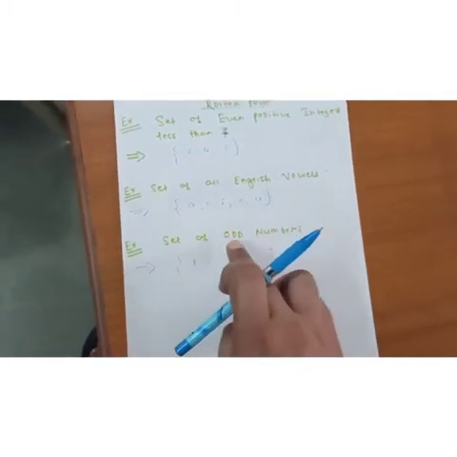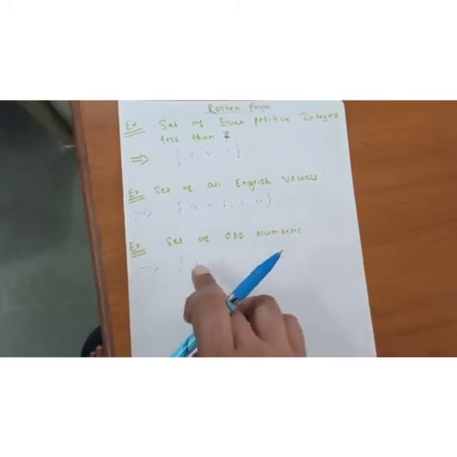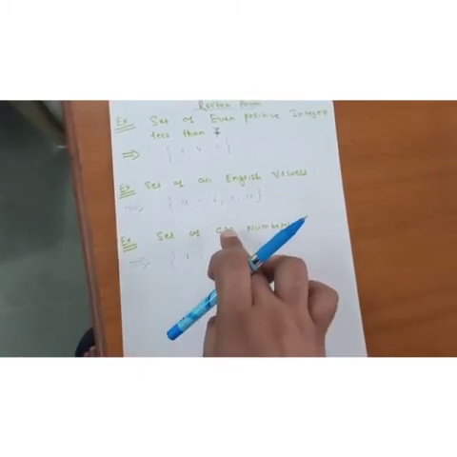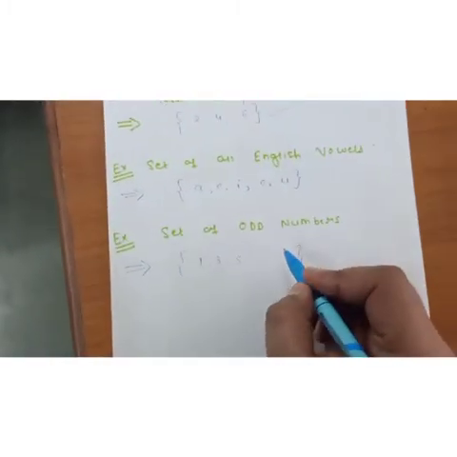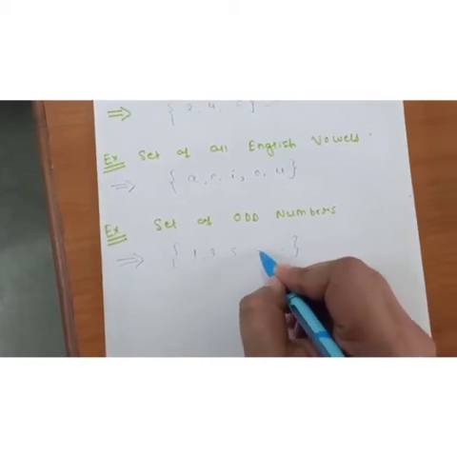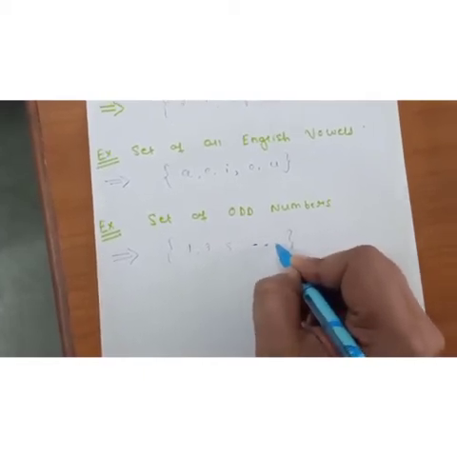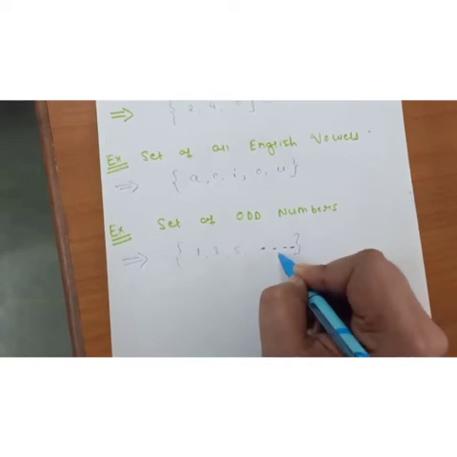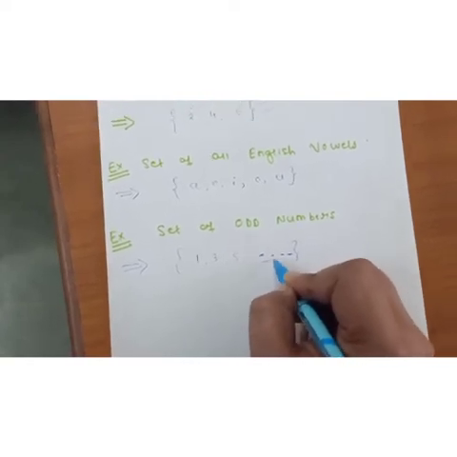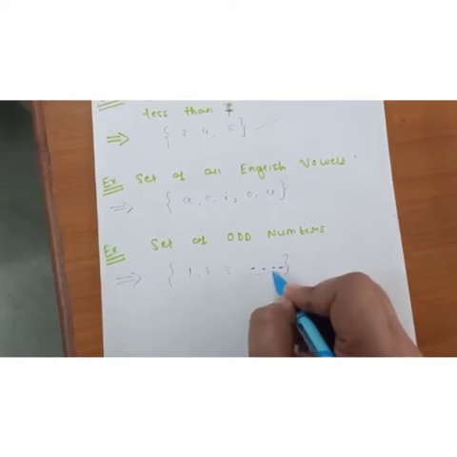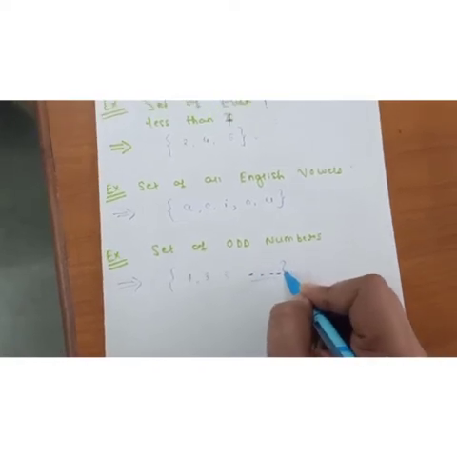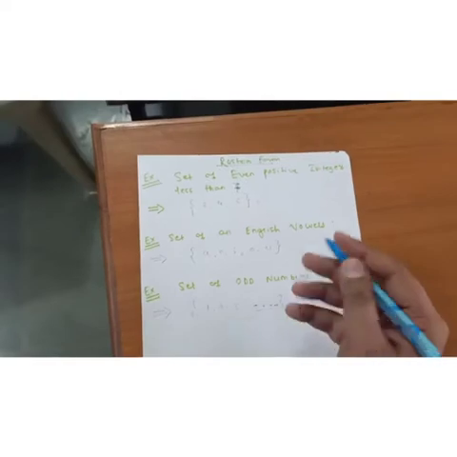Third example is a set of all odd numbers. What are odd numbers? Numbers which are not divisible by 2. So 1, 3, 5, 7, 9, and it is a continuous process. So that's why we have to represent it by the dots, these dots indicate that these are continuously never-ending numbers. So for never-ending numbers we represent it by the dots. This is how we can represent all these examples by roster form.